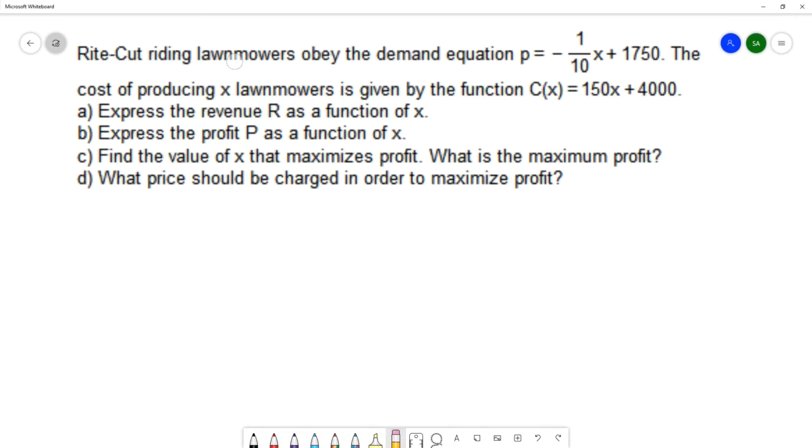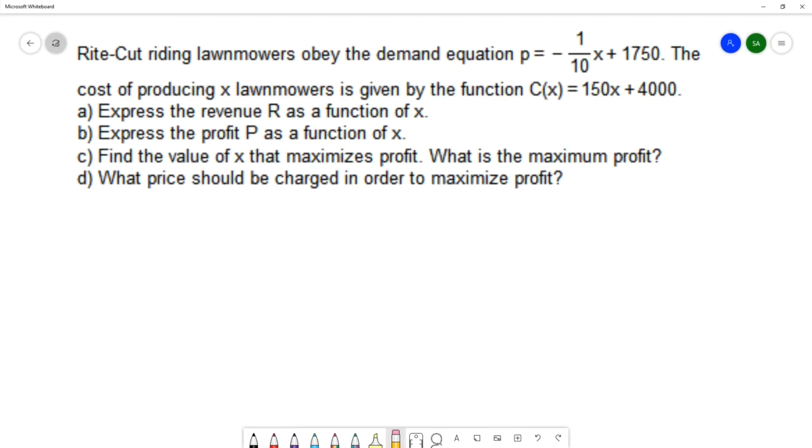Right-cut riding lawnmowers obey the demand equation P equals negative 1/10 x plus 1,750. The cost of producing x lawnmowers is given by the function C of x equals 150x plus 4,000. Express the revenue as a function of x. Express the profit as a function of x. Find the value of x that maximizes the profit. What is the maximum profit? What price should be charged in order to maximize the profit?